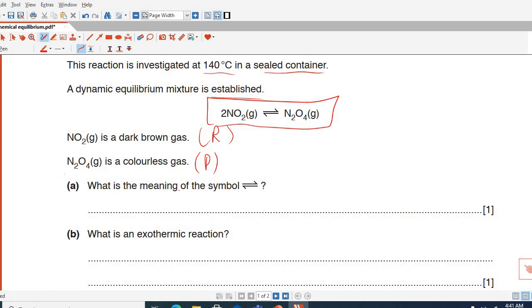Now question number 1 is, what do you mean by this double arrow, right? So what you have to write, this is only a 1 mark answer, is that this is the symbol for the reversible reaction, right? So this is the answer for question A.